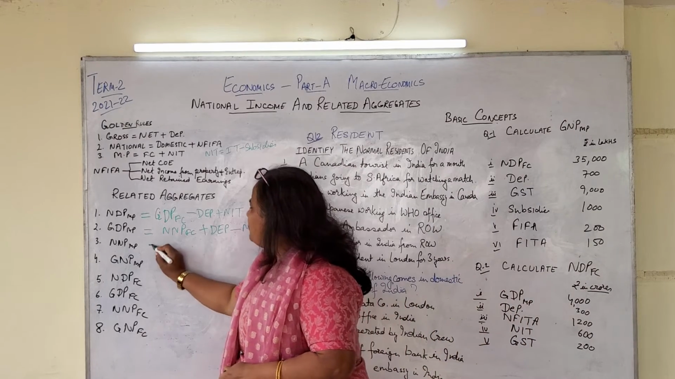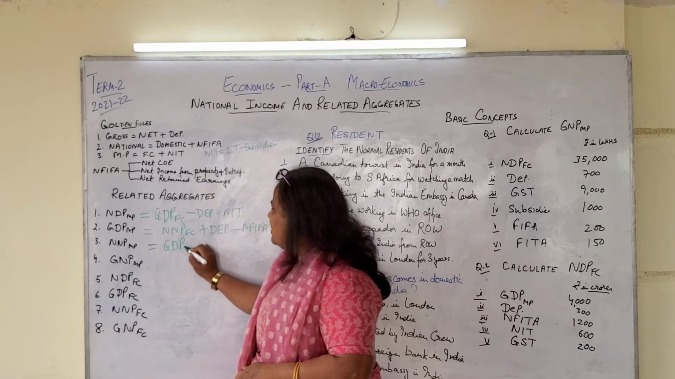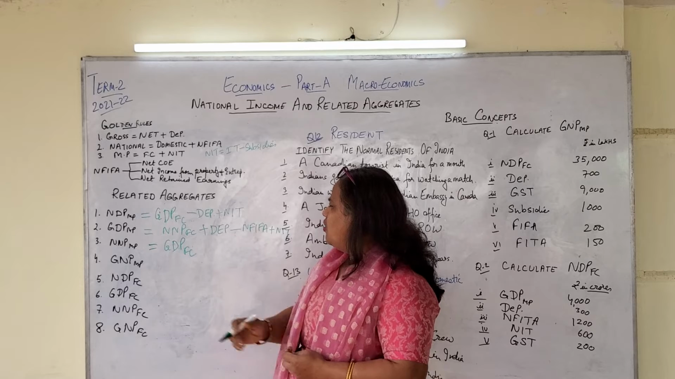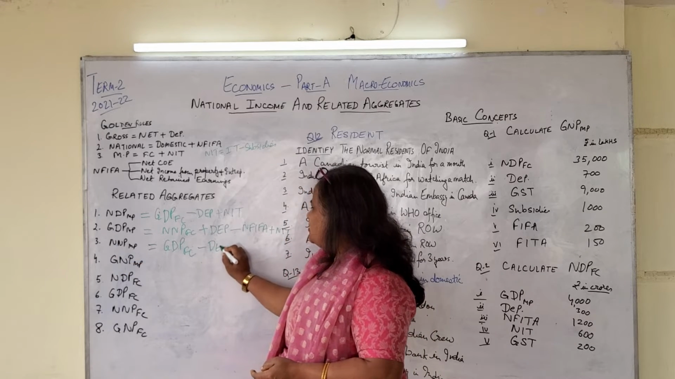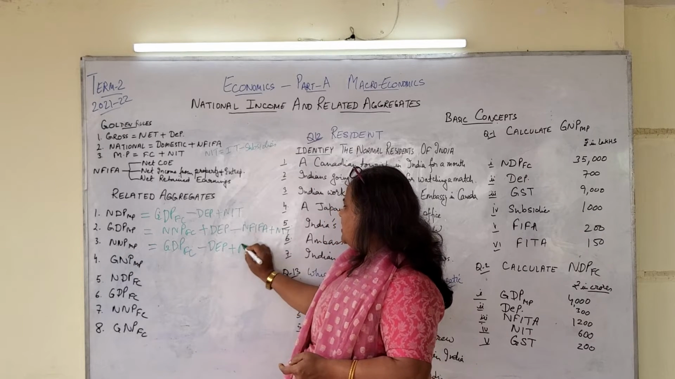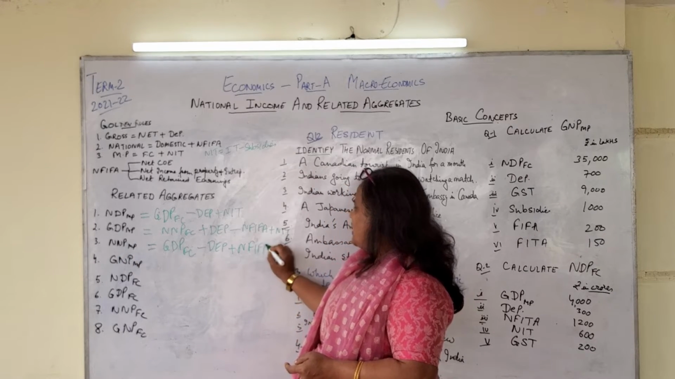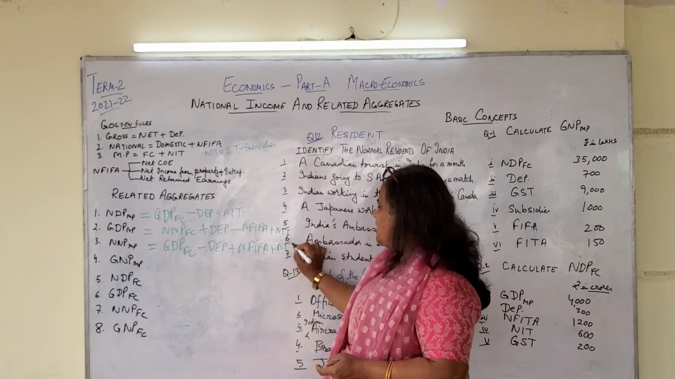For example, you have to calculate now GDP here and FC. Now how do you go from gross to net? Minus depreciation. How do you go from domestic to national? Plus NFIFA, right? And then MP is plus NIT.